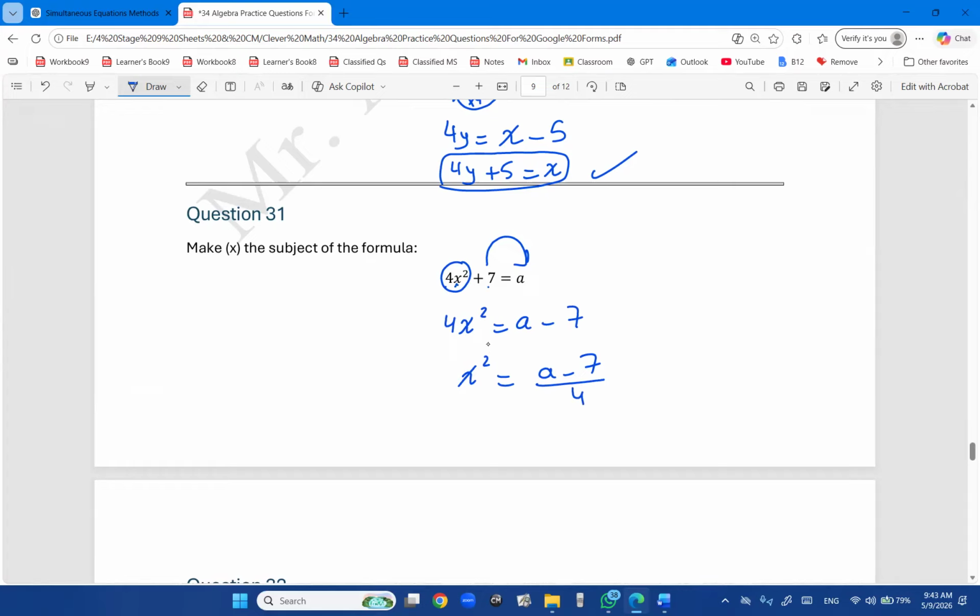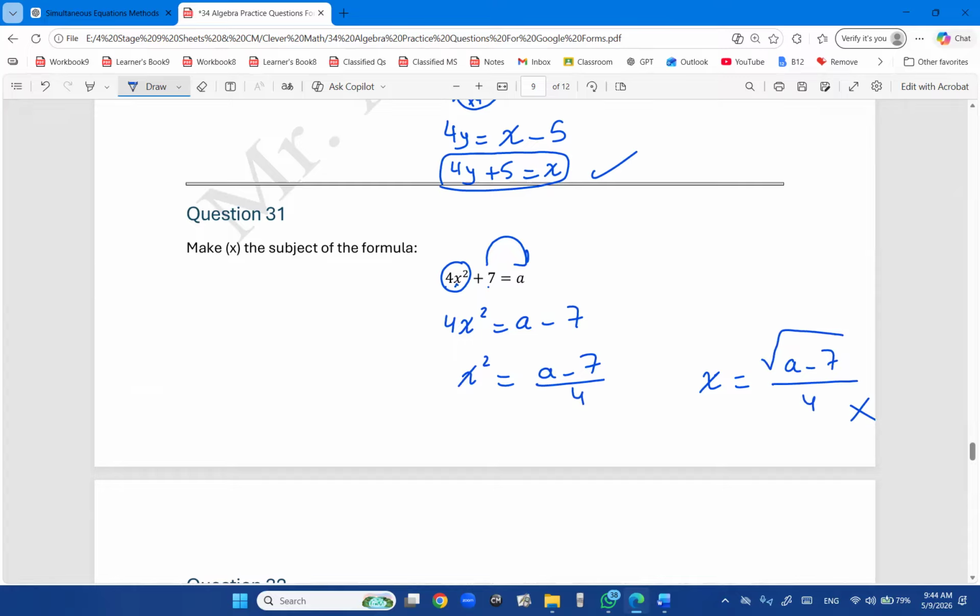Now it is the square. Send it over there, square root. And here is the trick. Most of you, unfortunately, send the square carelessly this way: a minus 7 over 4. They send the square over here and they just write it this way, and they find that they got it wrong, or they lose a mark at least.